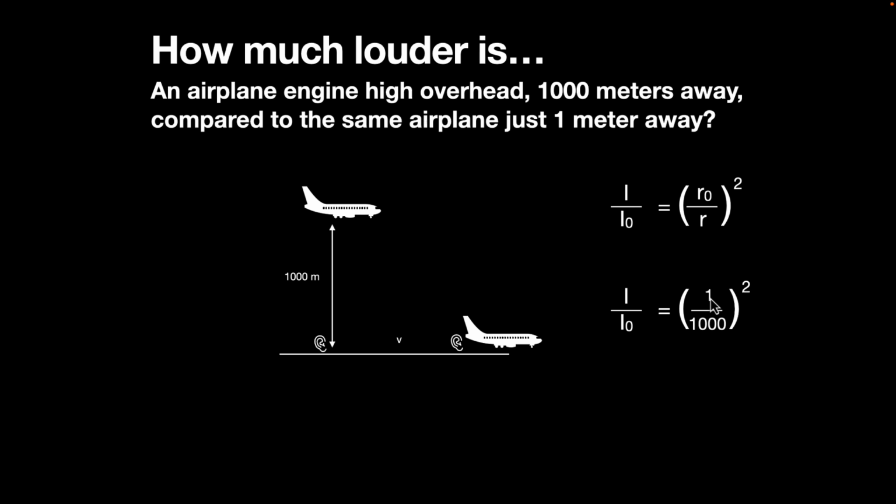So when you square something, you multiply it by itself. So 1 times 1 is multiplying across the numerators. Remember how to multiply fractions? You got to multiply the numerators, and then you multiply the denominators. So 1 times 1 is 1. And then 1,000 times 1,000 is 1,000,000. So the intensity is 1/1,000,000th as loud when you're this far away compared to here. So way different, 1,000,000 times different intensity.